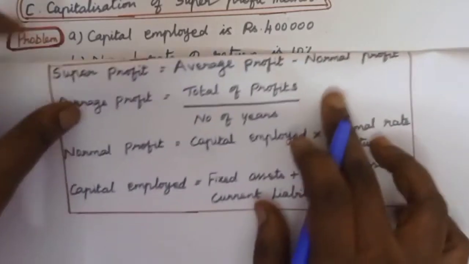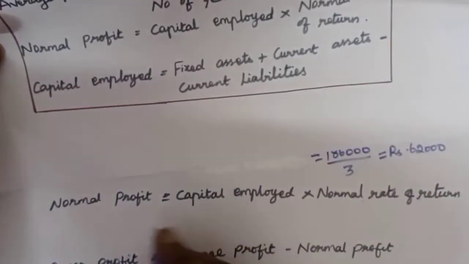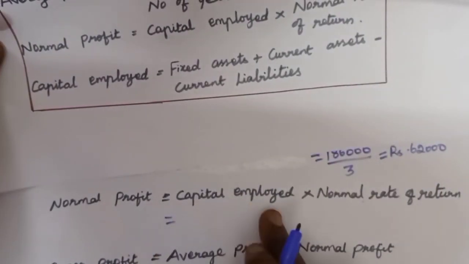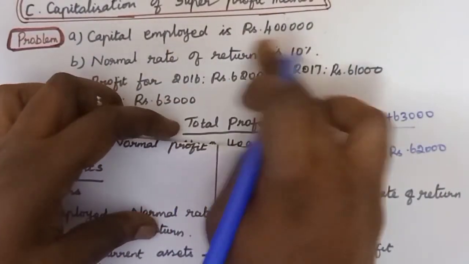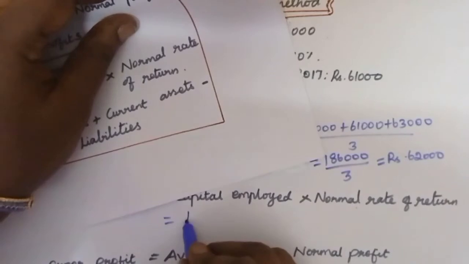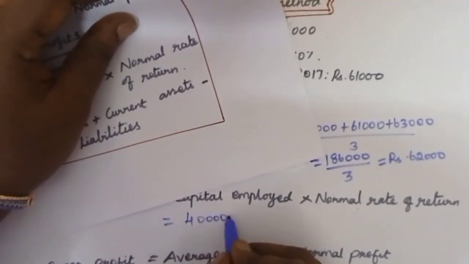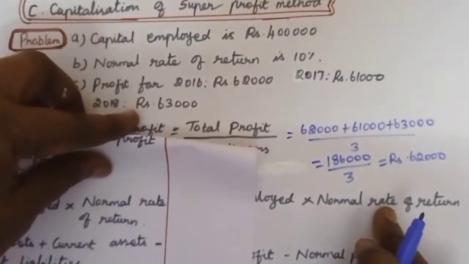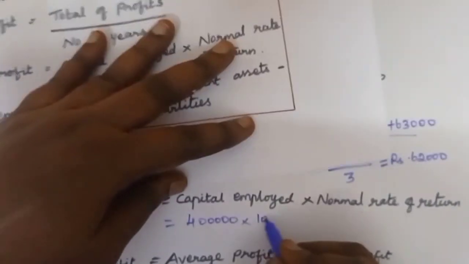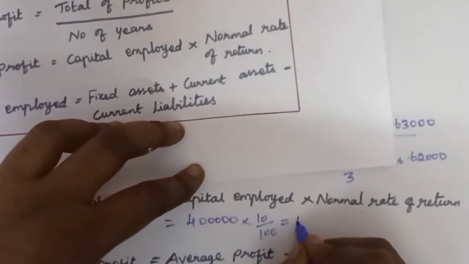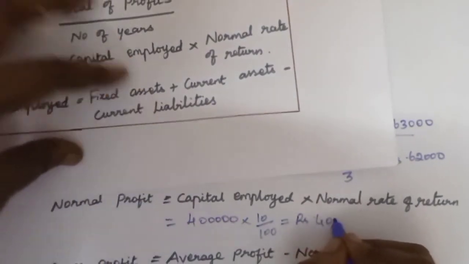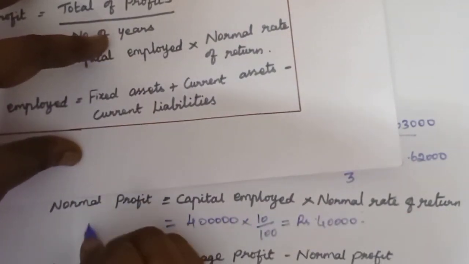Next, find out the normal profit. Normal profit is equal to capital employed into normal rate of return. Capital employed 4 lakhs. Normal rate of return 10%. 4 lakh into 10 by 100, we will get rupees 40,000 normal profit.